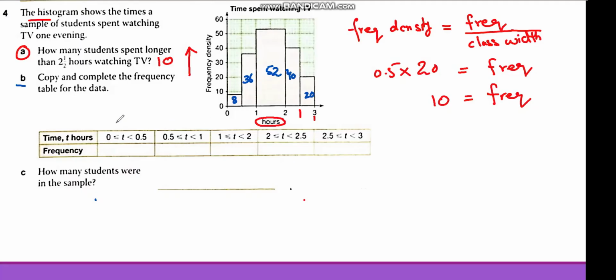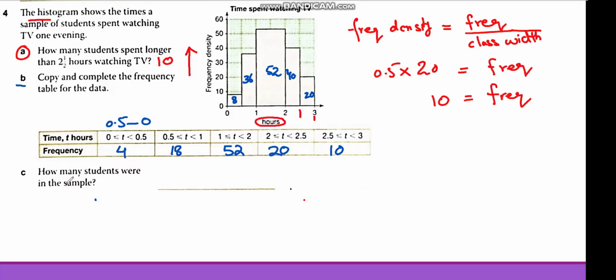Here the class width is 0.5, which means the difference of the upper and the lower boundary is 0.5. So we will multiply 0.5 with 8, that is 4. And similarly, again, we have class width 0.5, so 0.5 times 36 is 18. And then the class width is 1, so 1 times 52 is 52. And then the class width is again 0.5. 0.5 times 40 is 20. And then 0.5 times 20 is 10.